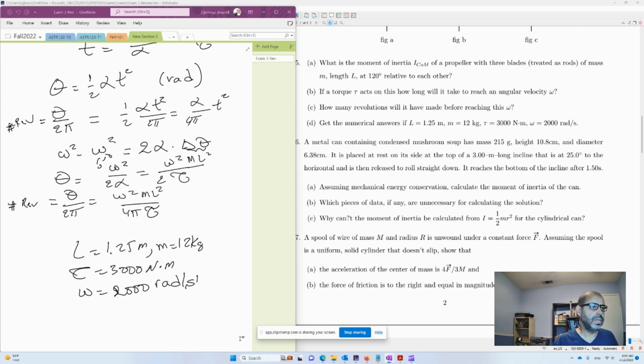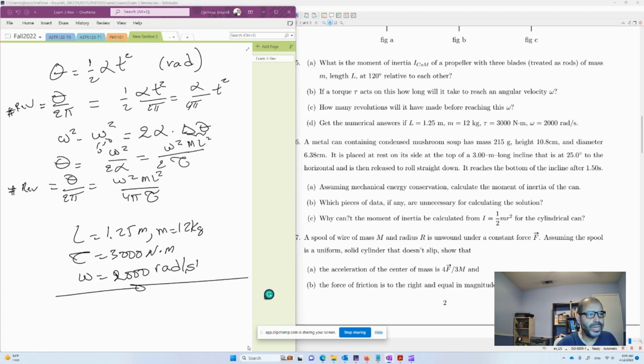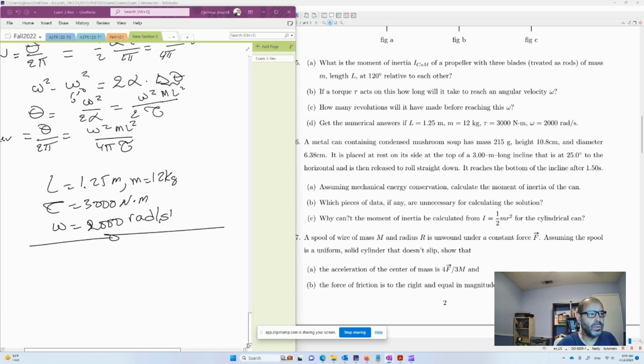Anyway, in 6, you have a can of soup and it's filled. So we really don't know. We can't use the formula 1/2 mr squared for the moment of inertia because we don't know the distribution of the mass in there. It's not necessarily a uniform distribution, and that formula assumes a uniform distribution.